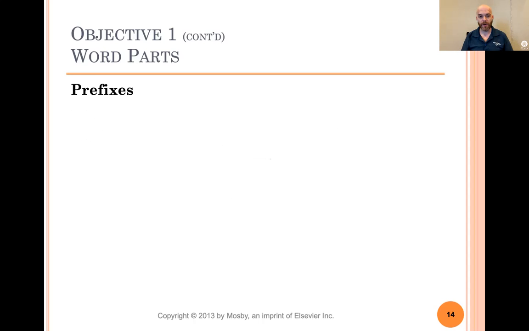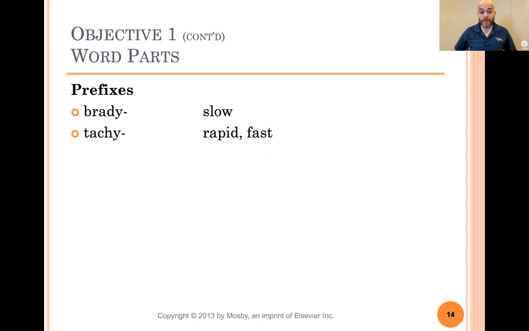Okay, let's go to some prefixes. Brady always means slow. Promise we're going to make some words with these in a minute. Brady means slow. Tachy is the opposite. Tachy means fast or rapid. So I'm going to help you with that now. If we're talking about heart rate, we would say bradycardia, meaning slow heart rate. If we said tachycardia, we would mean a rapid heart rate.